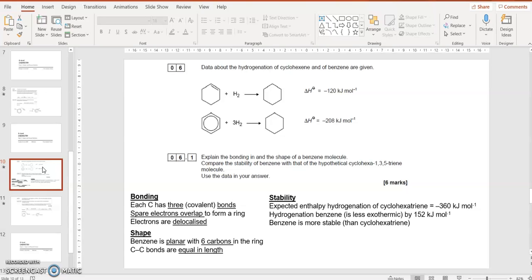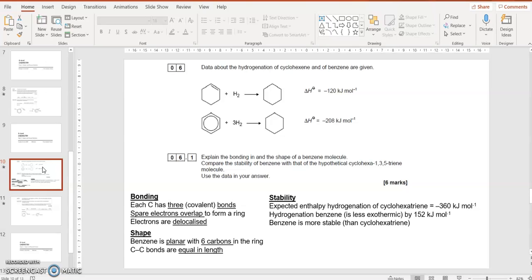Well, I know that each of those corners has got a carbon, so there's 6 carbons in a ring. I know it's flat, it's planar. Every carbon has 3 normal covalent bonds, 1 to a carbon on either side, left and right, and 1 to a hydrogen on each of those corners. So where's the 4th electron? Because after all, carbon's in group 4 with 4 electrons in its outer shell.